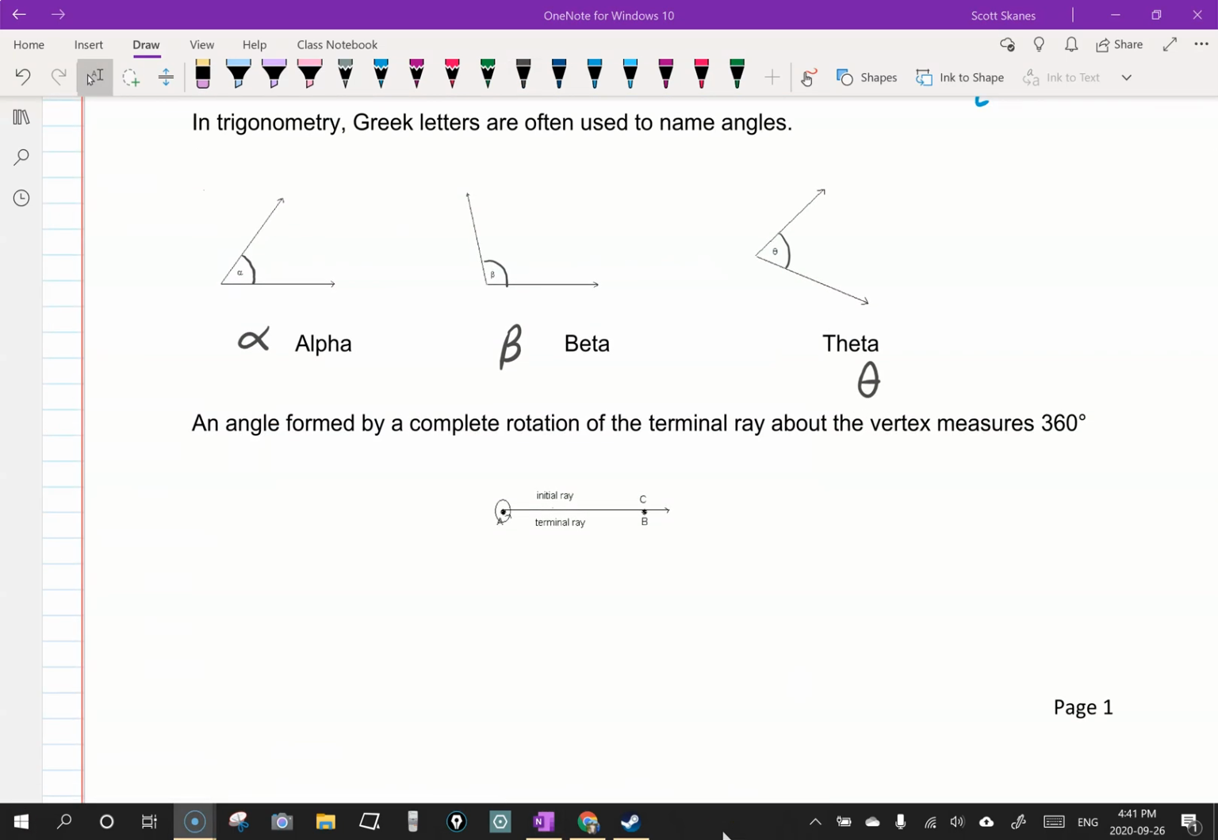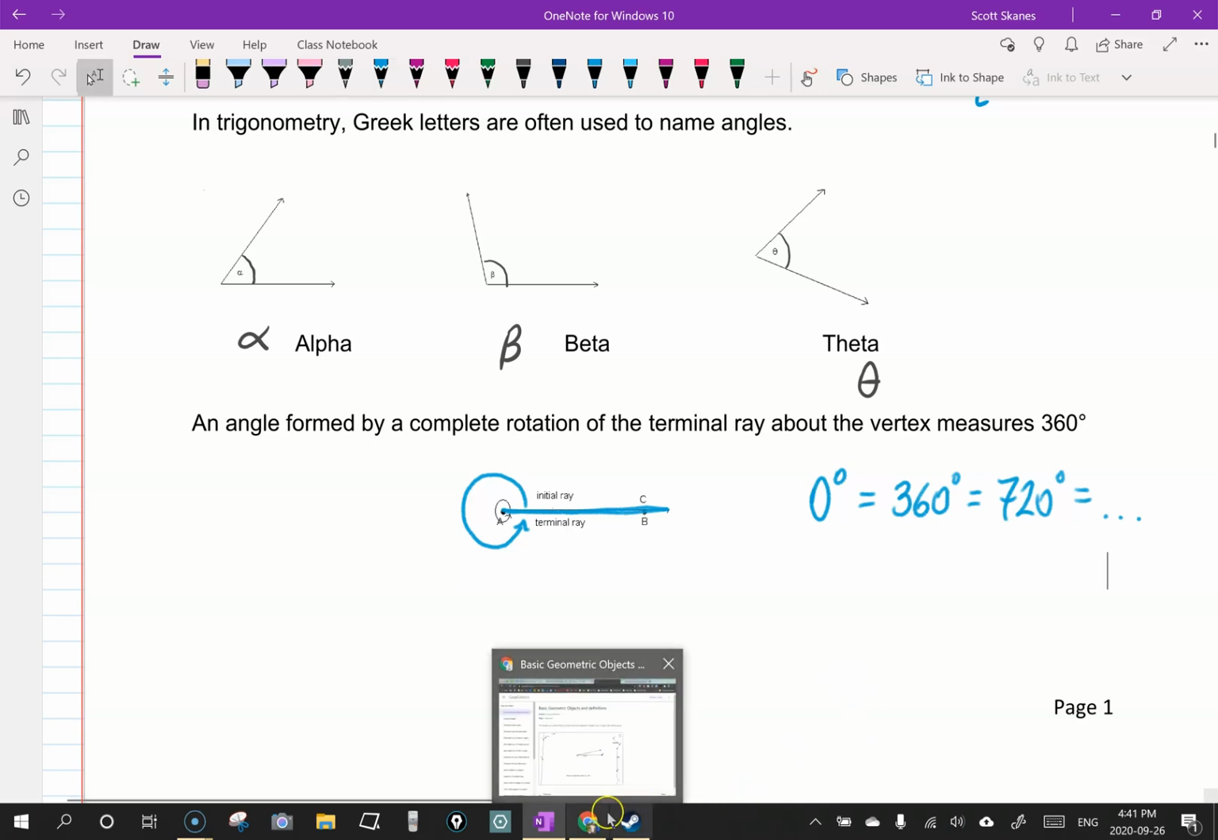So the next section says an angle formed by a complete rotation of the terminal ray about the vertex measures 360 degrees. And what that means is if we start on this initial ray, and we rotate a terminal ray 360 degrees, well, you just get back to the start. So what it means is that 0 degrees is the same as a 360 degree turn, which is the same as a 720 degree turn, and you continue this process by adding 360 each time. Okay? They're all the same.